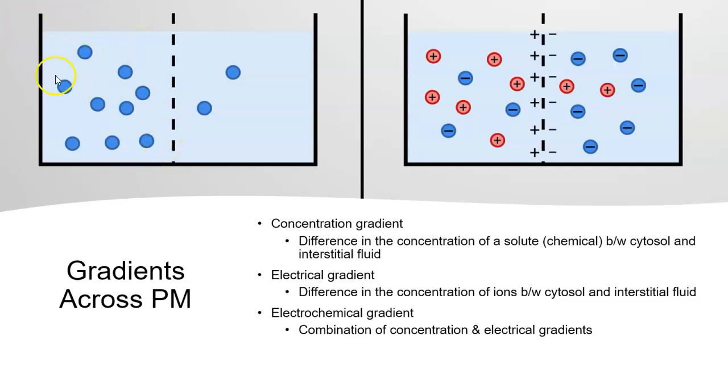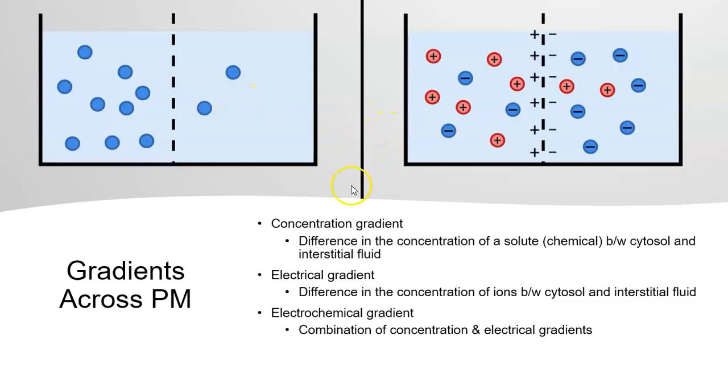Now notice on this side, we have more little blue dots. On this side, we have fewer little blue dots. So in this solution, the little blue dots are the solute, whatever that chemical is. And because there's more on one side of the membrane than the other, there is a concentration gradient. Concentration just means how much of something is there in something else.